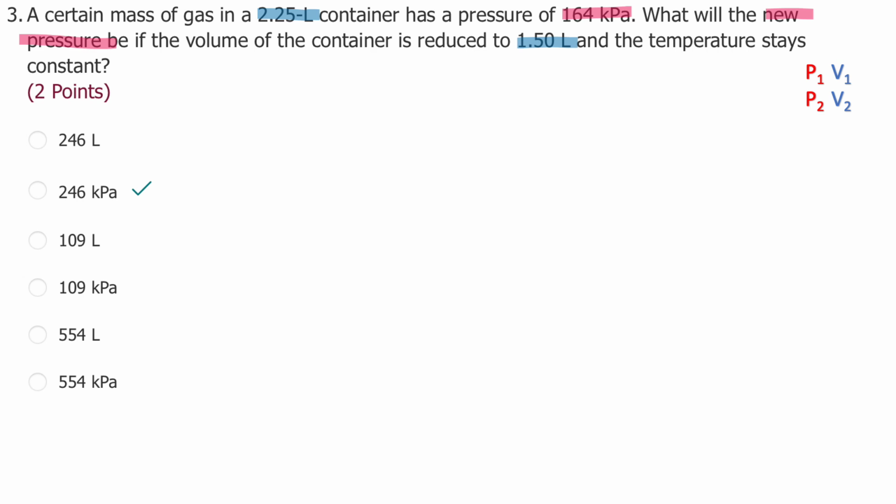All right, number 3 says a certain mass of gas in a 2.25 liter container has a pressure of 164 kPa. What will the new pressure be if the volume of the container is reduced to 1.5 liters and the temperature stays constant? So you can see in the first sentence we have that blue 2.25 liters, that is V1. Then we have 164 kPa in red, that is P1. It's asking for the new pressure, so we're going to be solving for P2 and it gives us the final volume.